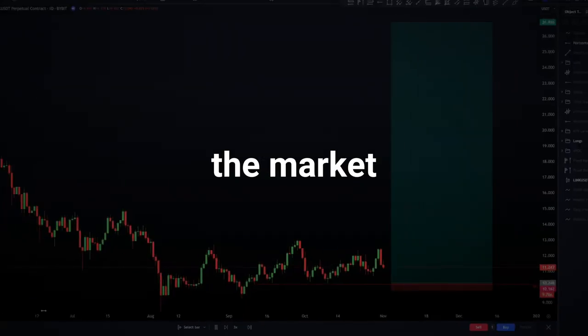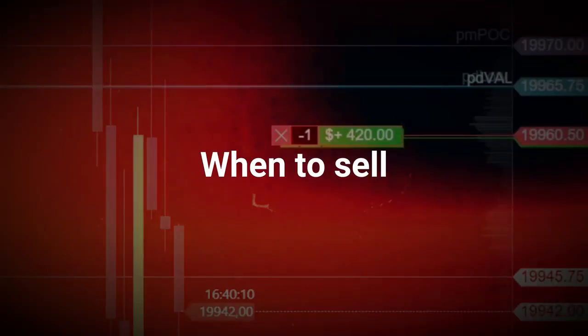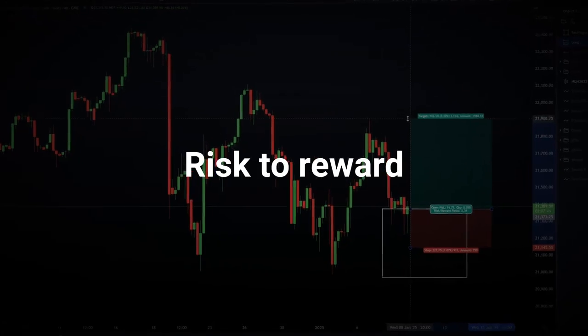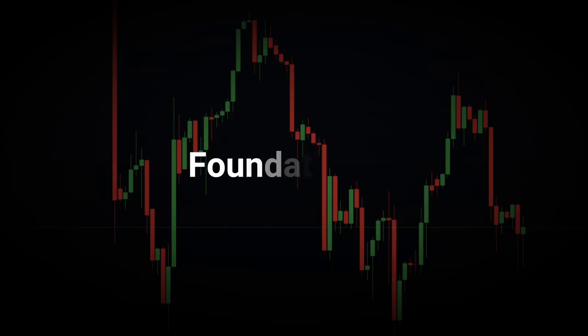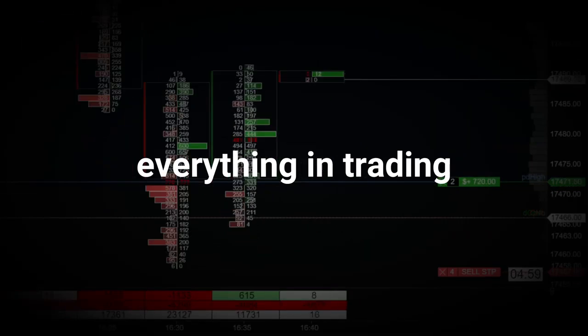Most beginner traders focus on trying to predict the market, guessing on when to buy or when to sell. But here's the truth. If you don't understand your risk to reward ratio, nothing else matters. It's not just important, it's the foundation of everything in trading.